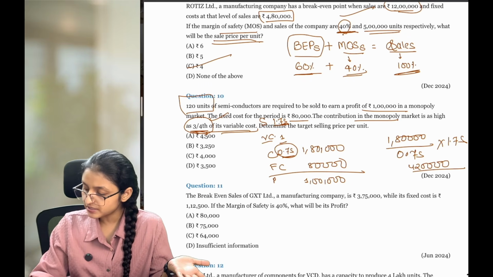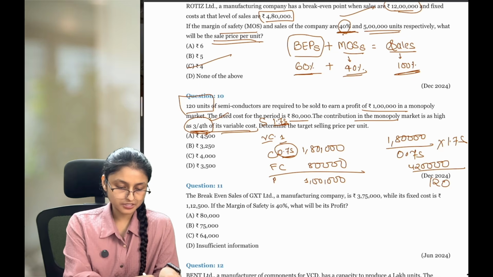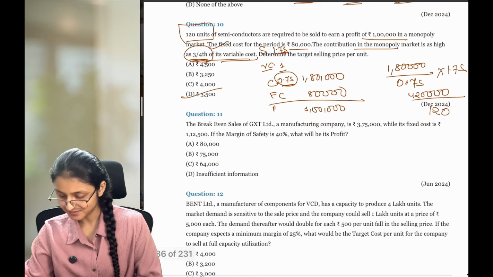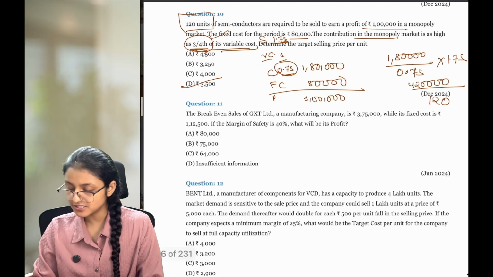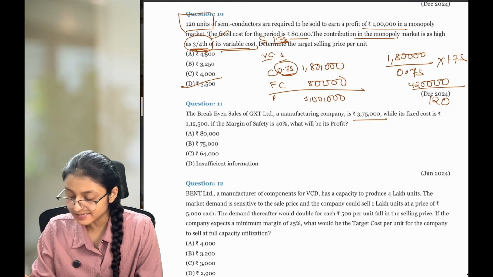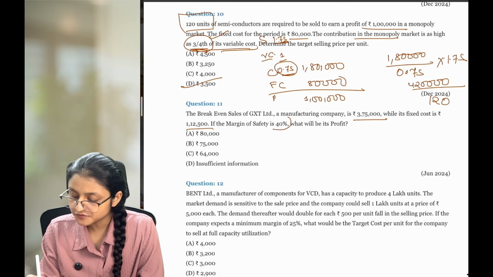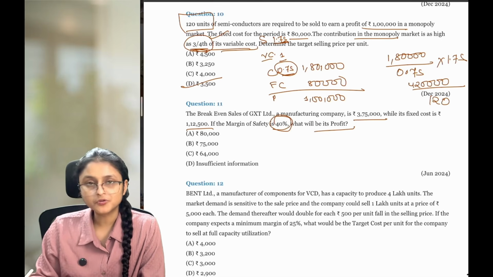For total 120 units, we want to know the selling price for every unit, and that is going to be 3,500. Okay? Done. The break-even sales of GXT, a manufacturing company, is 3,75,000. Fixed cost is 1,12,500. Margin of safety is 40%. Then what is the profit?